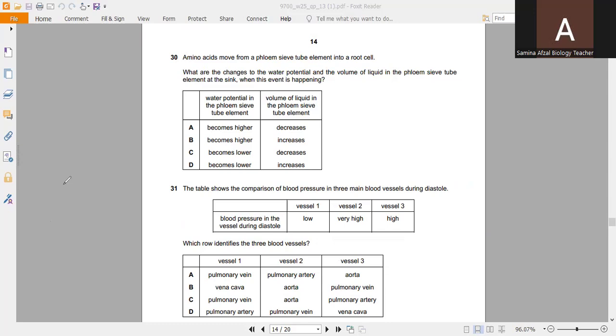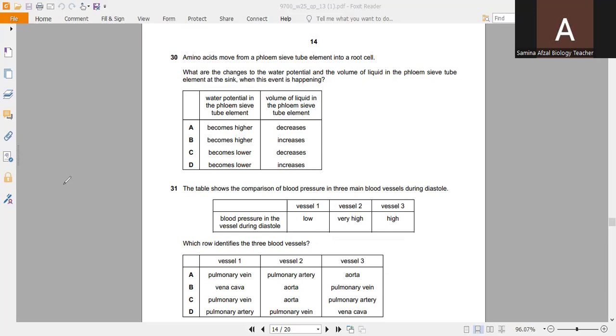So water potential in the phloem sieve tube element, first of all, and then the second column is volume of the liquid in the phloem sieve tube element will increase or decrease or become higher or lower. So here I would like to describe this question. First of all, the water potential and the volume of the liquid inside the phloem sieve tube elements at the sink. So first of all, I would like to say how the unloading of solutes takes place.